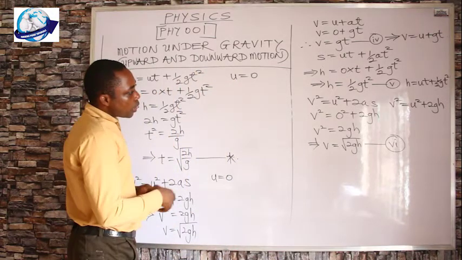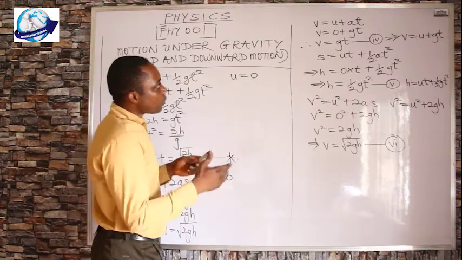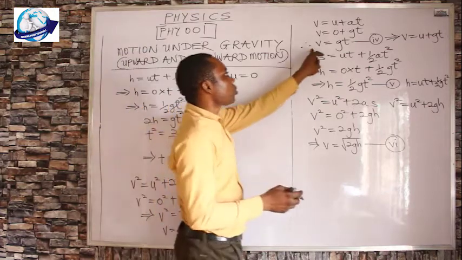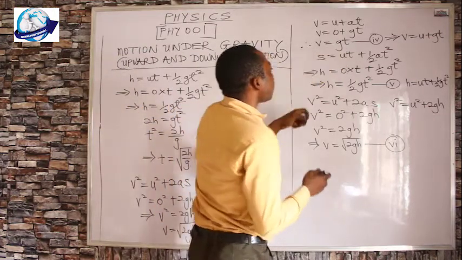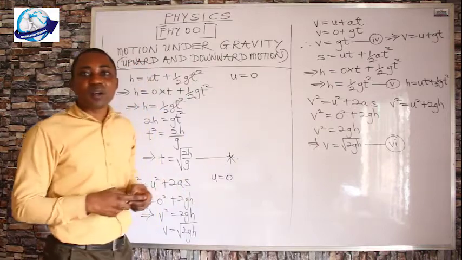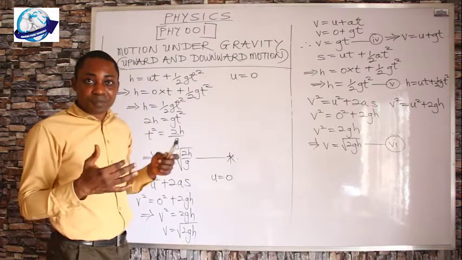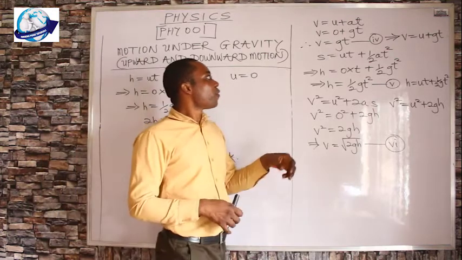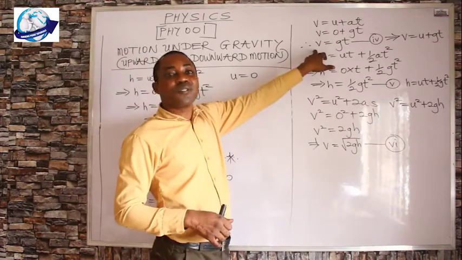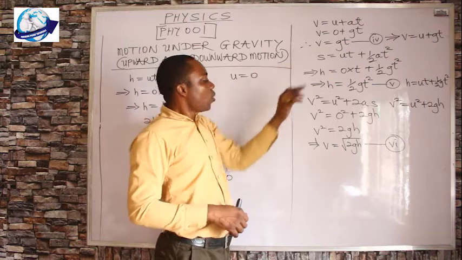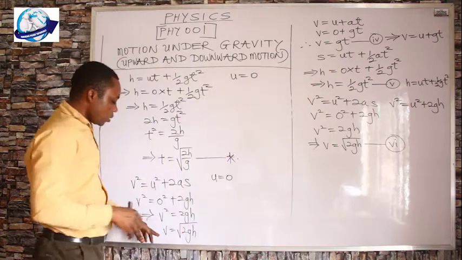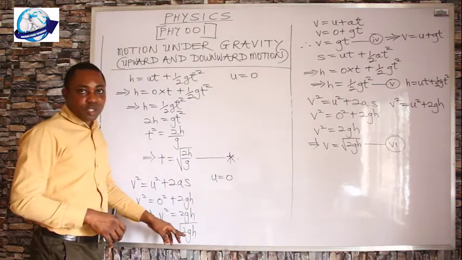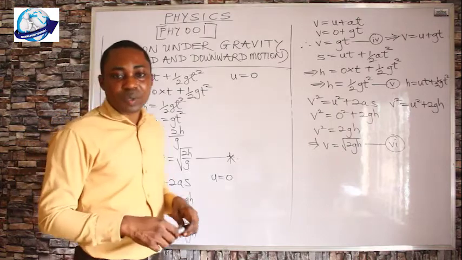Then the other aspect of it is this: v equal to gt. When you are considering the formula for a body falling freely to the ground, what's the velocity for a free falling body? Velocity v is equal to gt, or you can say velocity is equal to the square root of 2gh, based on the parameters given to us.